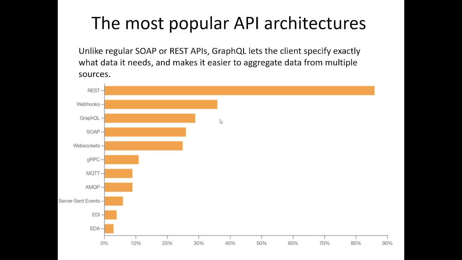Looking into the most popular API architectures around the world, we can see that REST has a good chunk of the market compared to other forms of API architectures like SOAP, gRPC, and many others. But unlike regular SOAP or REST API, GraphQL lets the client specify exactly what data is needed and makes it easier to aggregate data from multiple sources.